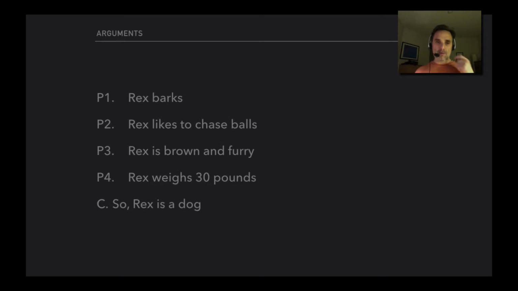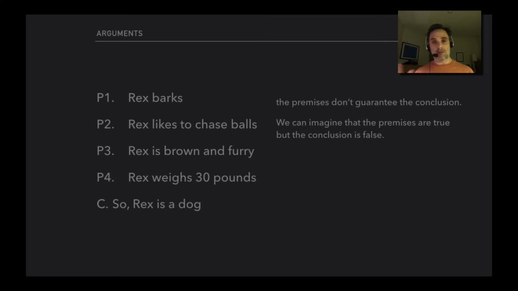Here's a different argument. Premise 1, Rex barks. Premise 2, Rex likes to chase balls. Premise 3, Rex is brown and furry. Premise 4, Rex weighs 30 pounds. Conclusion, Rex is a dog. Well, on the one hand, the premises do not guarantee the conclusion. We can imagine that it's possible that the premises be true and the conclusion false.